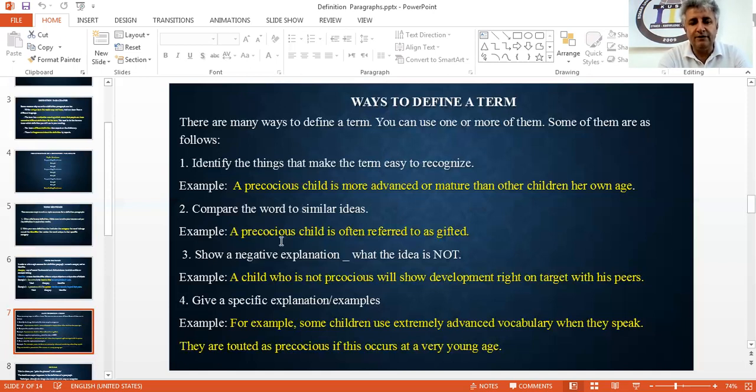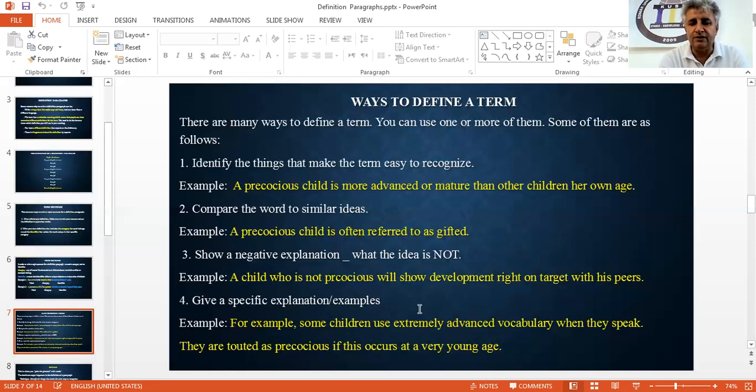You might compare the word to similar ideas. Among different kinds of children, a precocious child is often referred to as gifted ones. You might also show a negative explanation. Here we do not talk about what a precocious child is. We say a child who is not precocious will show development right on target with his peers. And finally, you may give some examples and explanations.